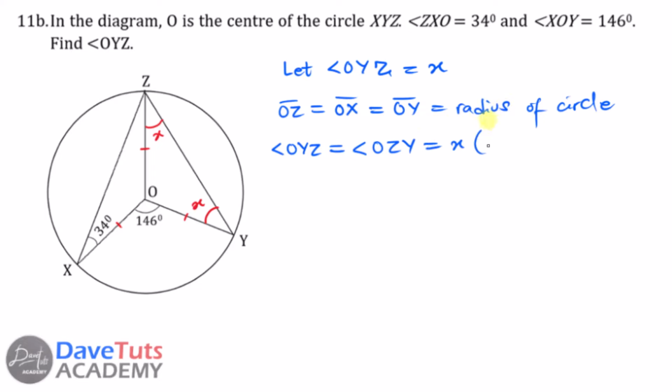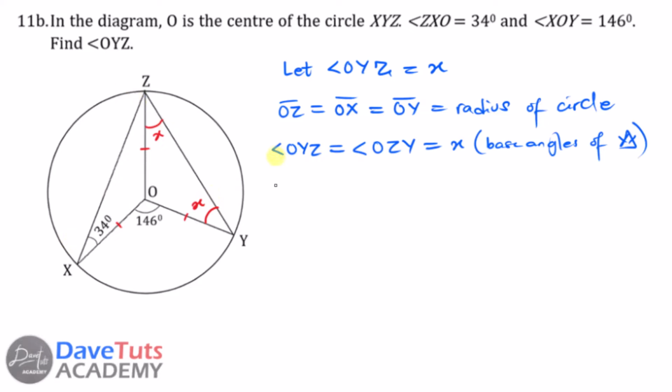And why am I saying this? Is because they are base angles of an isosceles triangle. Base angles of an isosceles triangle are equal, and they are isosceles because two of the sides are equal. Then the base angles are also going to be equal. So that being that, the same principle is also applying to this triangle OXZ.